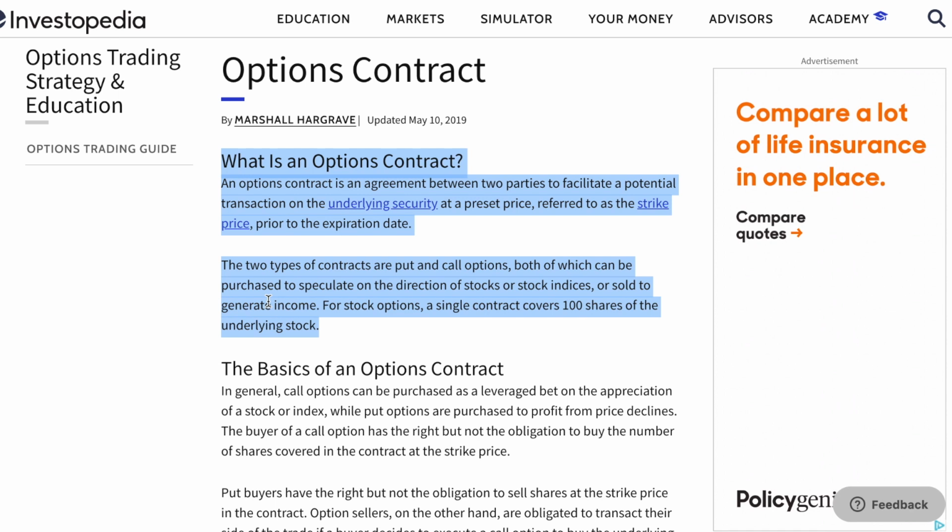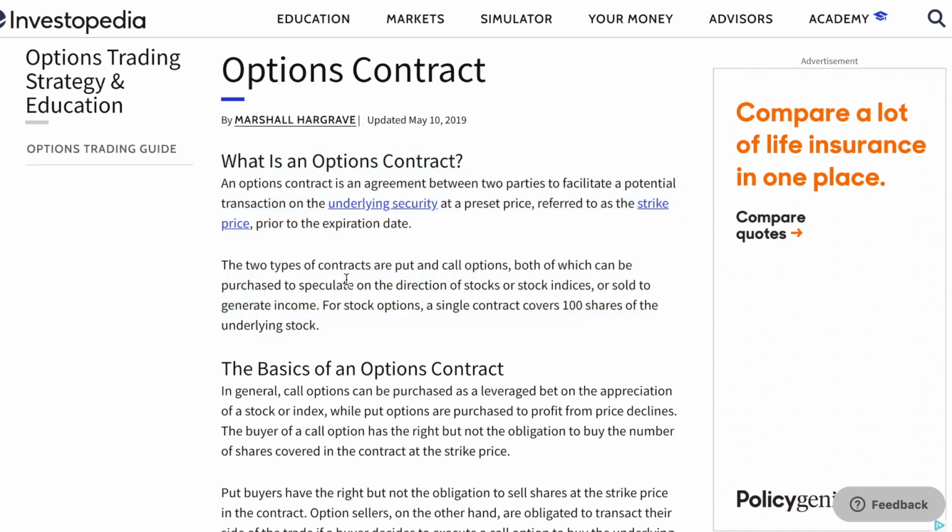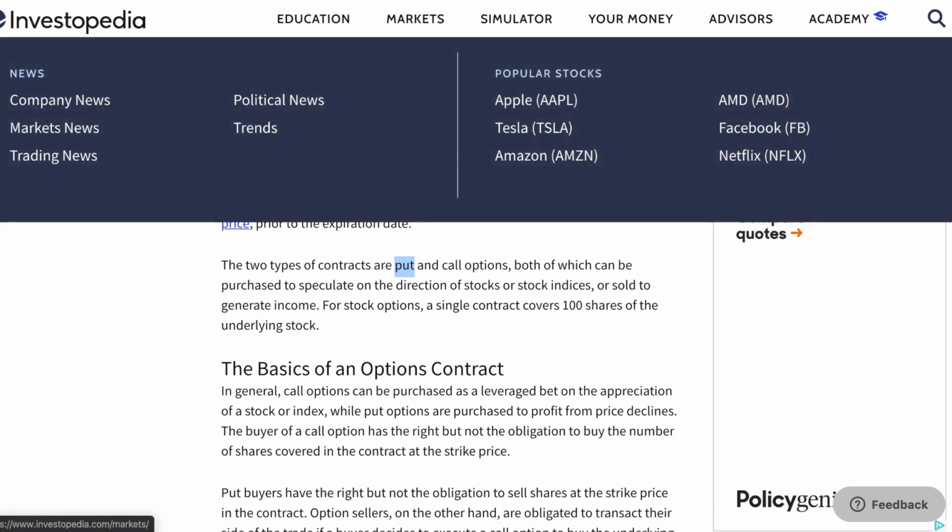But I think the best way to learn about options is to take a look at a real live example. Just before we do that, I'll explain there's two types of contracts, put options and call options. A call option is the right to purchase 100 shares of stock at the strike price prior to the expiration date. So let's take a look at a real live example.